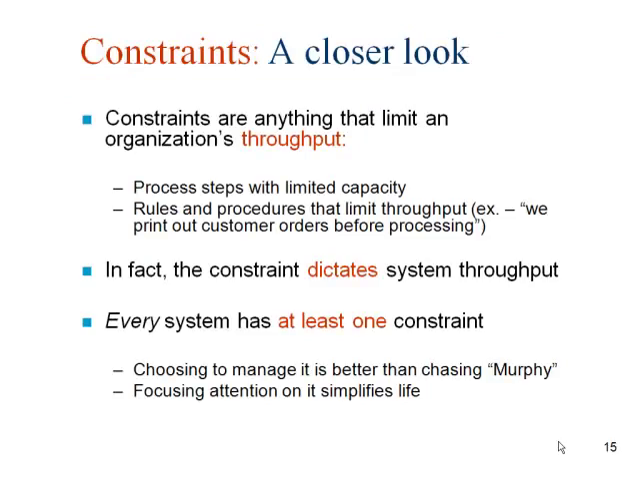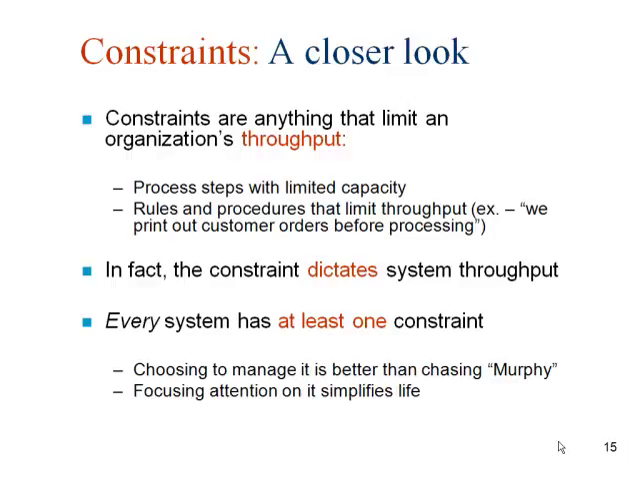So taking a closer look at constraints. Constraints are anything that limit an organization's throughput. When we talked about the New Life example, we talked about resource pools, but it could be process steps, but either a resource pool or a process step with limited capacity can act as a constraint. But in addition, constraints can be rules or procedures that actually limit throughput. For example, do we print out customer orders before processing when we could do it electronically? Do we batch work up when we don't need to? Those are examples of rules that aren't necessarily related to capacity, but can constrain throughput.